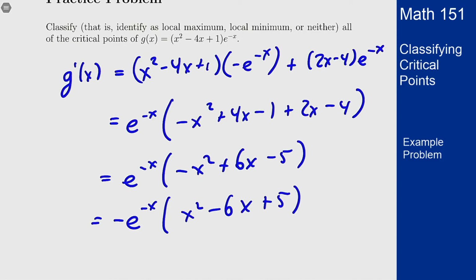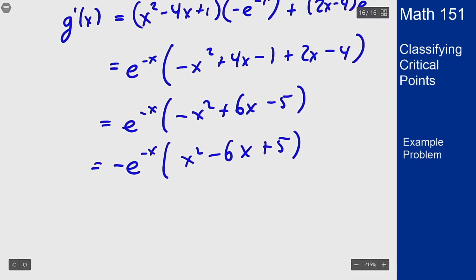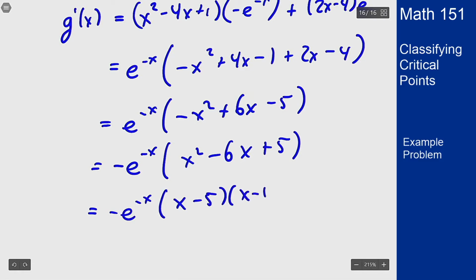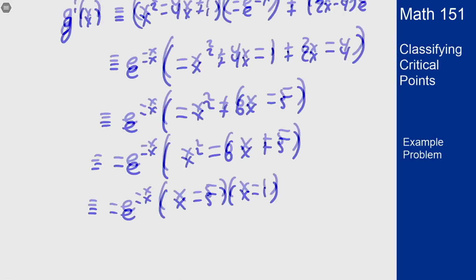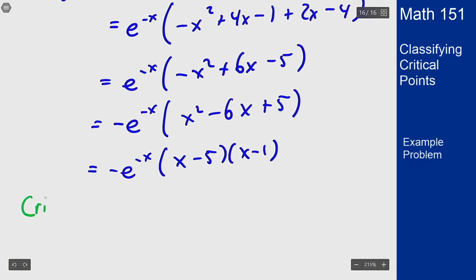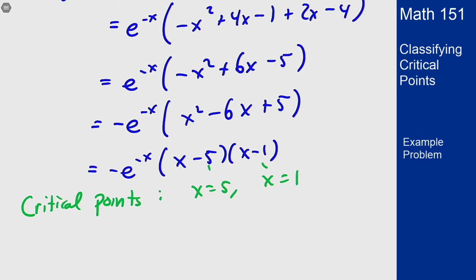And we see that this inside part factors, which I will indicate now for the sake of finding the critical points. This factors as negative e to the minus x times x minus 5 times x minus 1. So this factoring here tells me where all the critical points are. This tells me that my critical points are at x equals 5 and x equals 1 from these two terms. Since e to the minus x is never 0, I don't get a critical point from that first factor there.